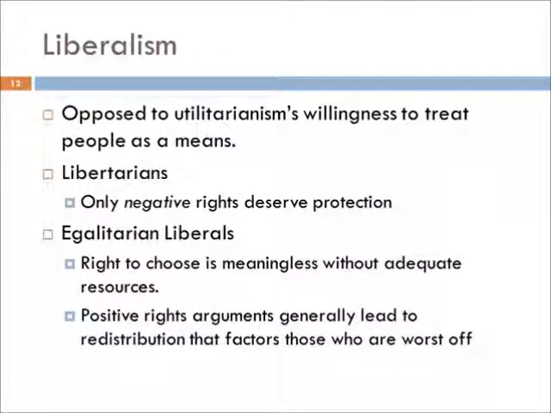Libertarians want the state to have only the limited role of protecting individual property rights and personal liberty. They usually oppose actions that restrict individual freedom of choice. Egalitarian liberals argue that the right to choose is meaningless without adequate resources. They argue that respecting others as moral actors requires us to provide them with the preconditions that make meaningful choice possible. For example, someone who is starving, homeless, uneducated, and ill does not have much opportunity for meaningful choice. The question there is, which rights do people have?